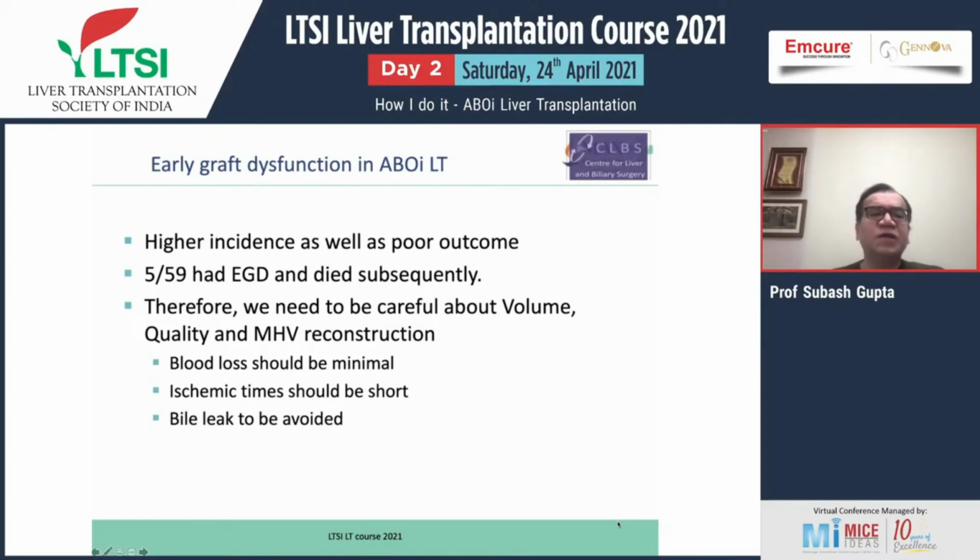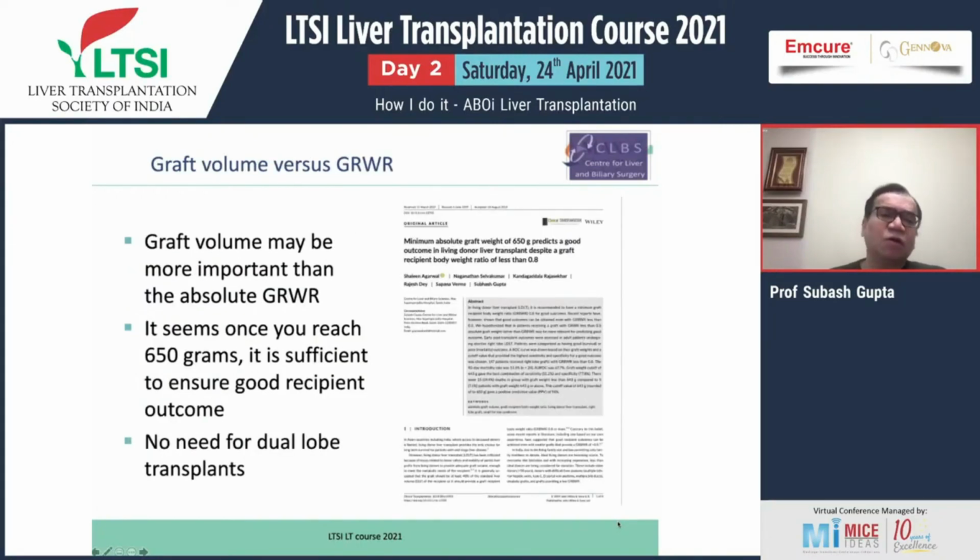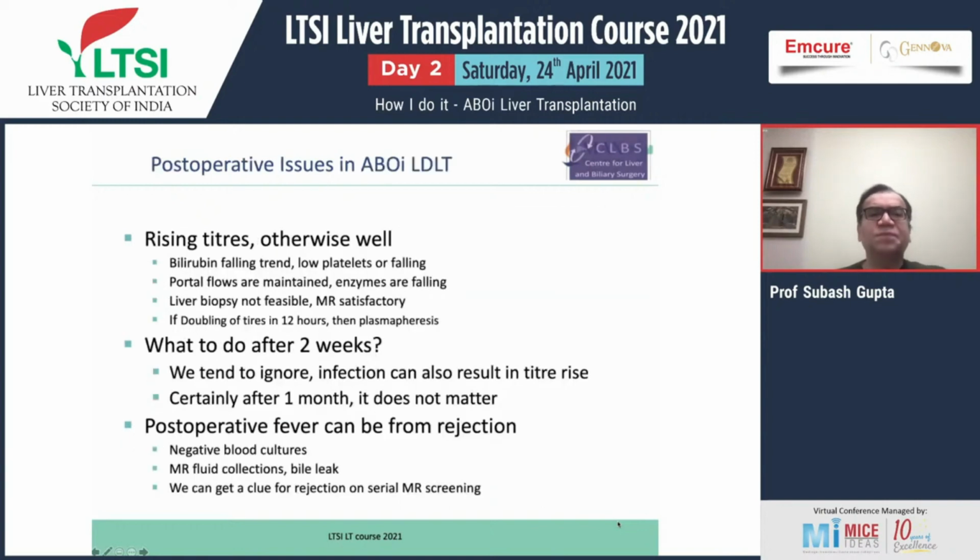And 5 out of 59 of our patients who had early graft dysfunction died subsequently. Therefore, we need to be careful about volume, quality, and MHV reconstruction of these grafts. Blood loss should be minimal, ischemic time should be short, and bile leak should be avoided. Although you may aim to have a high ratio, we feel as a group that the graft volume is perhaps more important than the ratio. And we showed in a paper that we published last year that once you have greater than 650 grams, your ratio issues are solved.